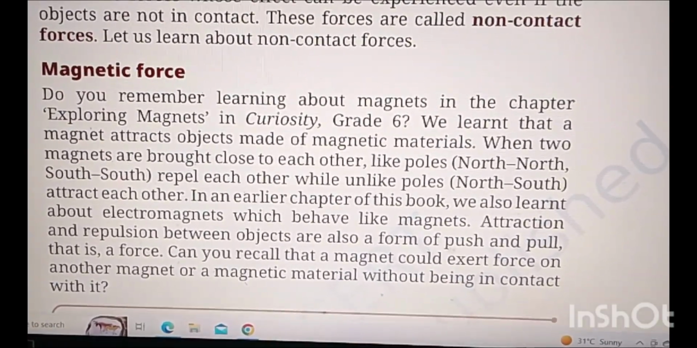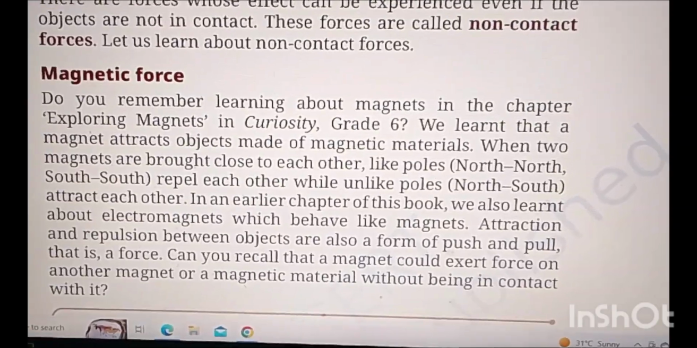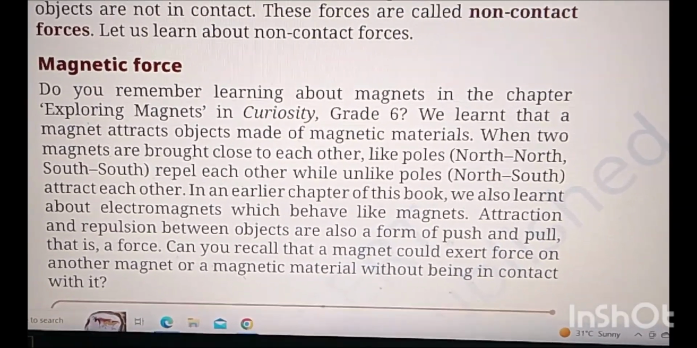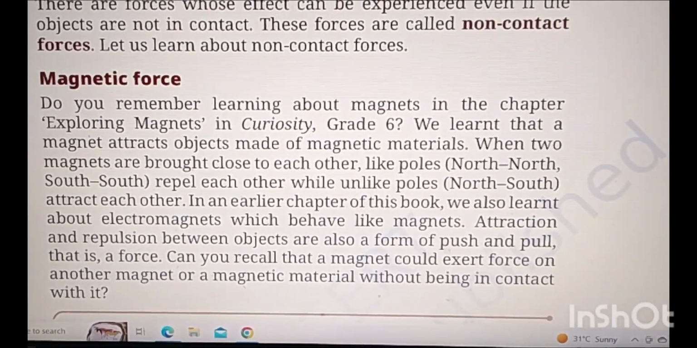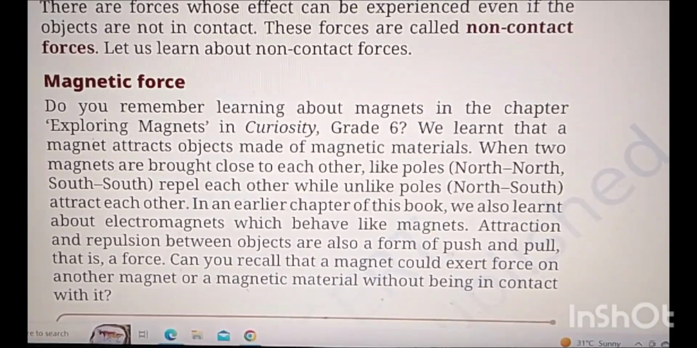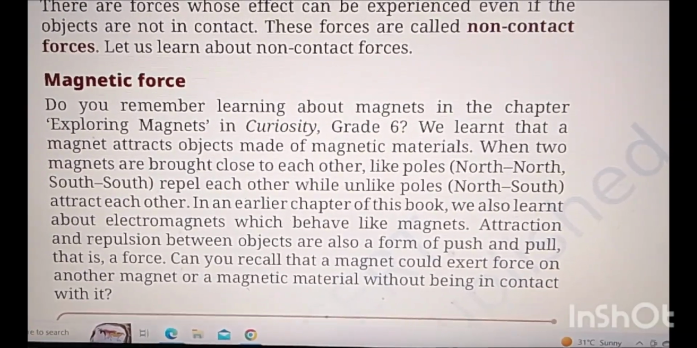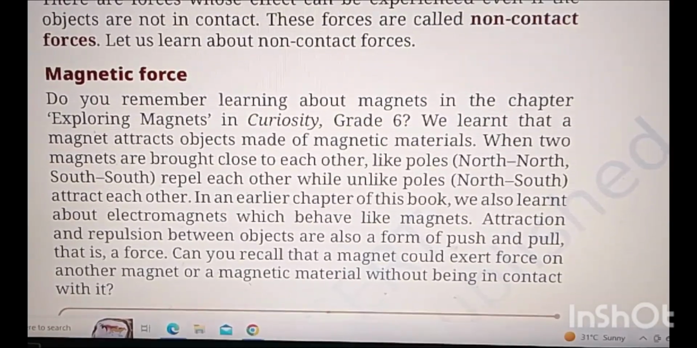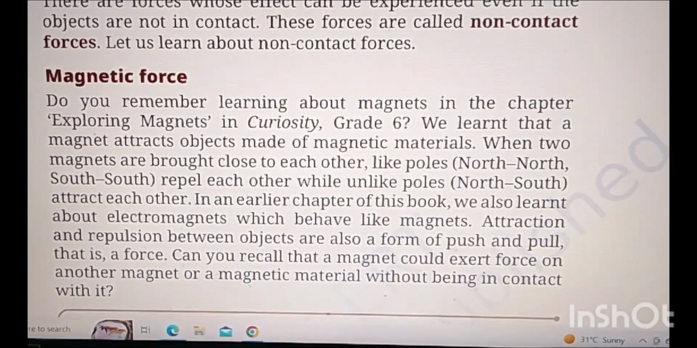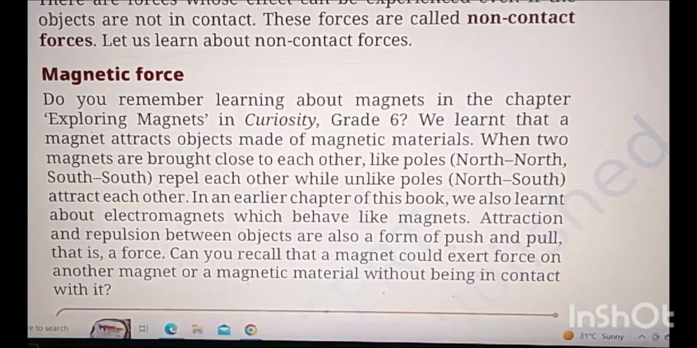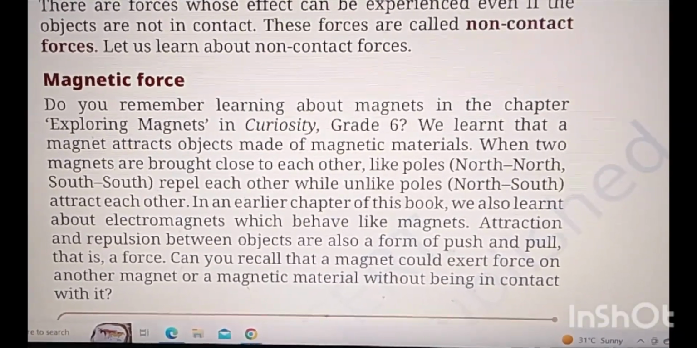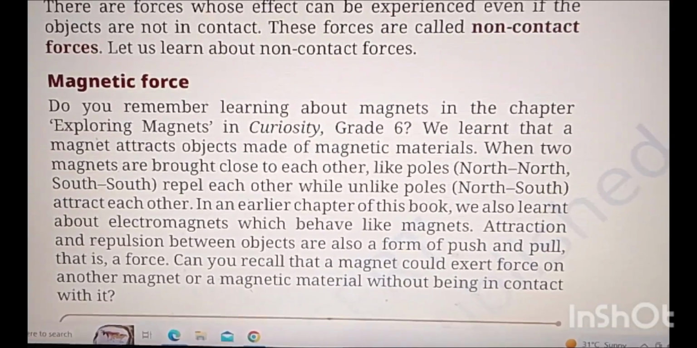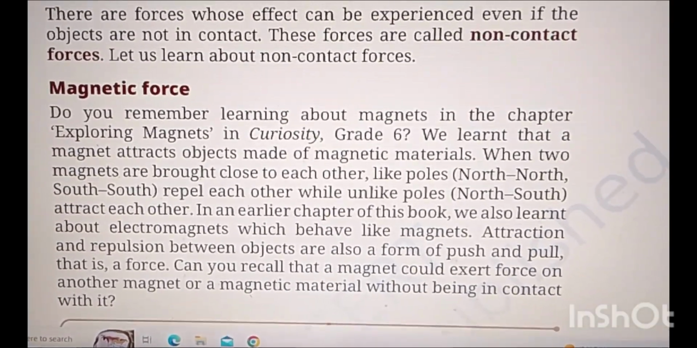We know magnets attract objects made of magnetic materials. When two magnets are brought close to each other, we all know that unlike poles attract each other and like poles, like poles meaning north-north or else south-south, will repel each other. So even though there is no physical contact, there is an attractive force between them. This is the property of a magnet. That attraction and repulsion between the objects are also a form of push and pull, and this is a force.